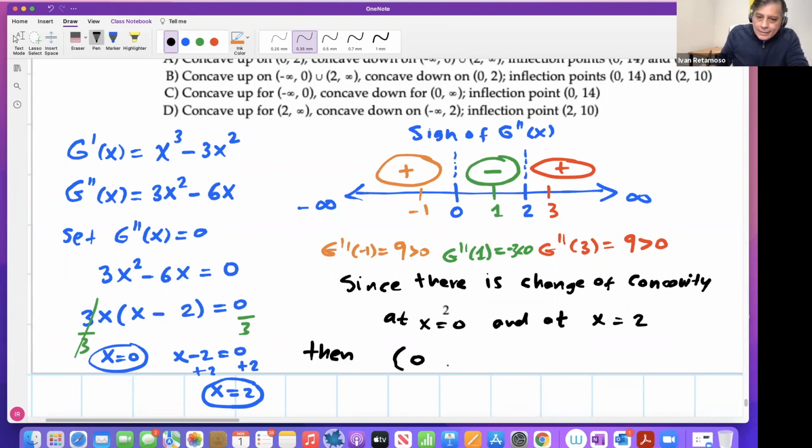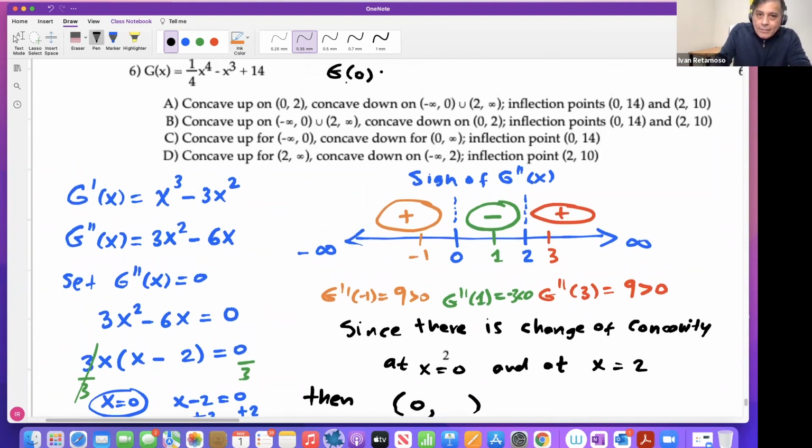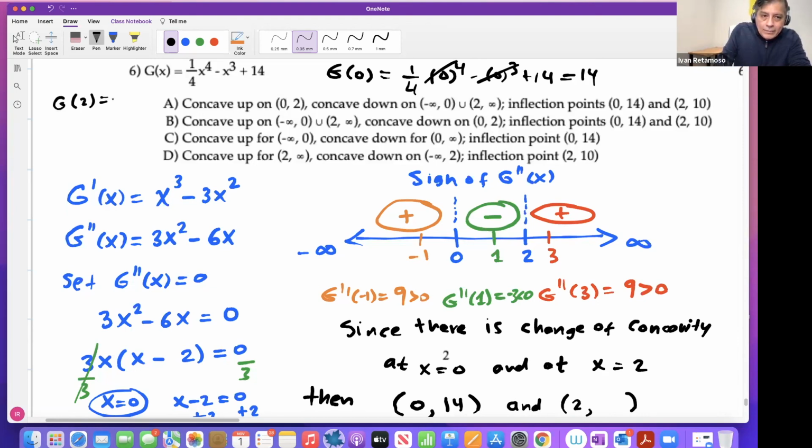Then 0 together with its partner via the original function. Look, don't forget, G evaluated at 0 here is a quarter of 0 to the 4 minus 0 cubed plus 14. This is just 14, right? So (0, 14) is our first inflection point. And the other inflection point will be 2, its partner via the original function. So now I have to evaluate this function at 2. This will be a quarter, 2 to the 4 minus 2 to the third plus 14.